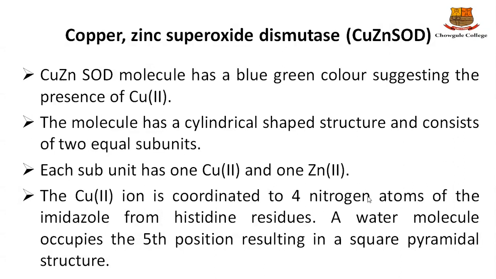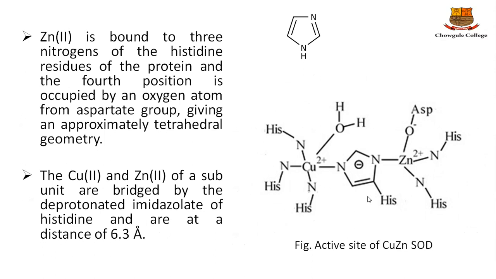The copper zinc superoxide dismutase molecule has a blue-green color, suggesting the presence of the copper 2+ ion. The molecule has a cylindrical shaped structure and consists of two equal subunits. Each subunit has one copper 2+ and one Zn 2+ ion. The copper 2+ ion is coordinated to 4 nitrogen atoms of the imidazole from histidine residues. A water molecule occupies the fifth position, resulting in a square pyramidal structure.